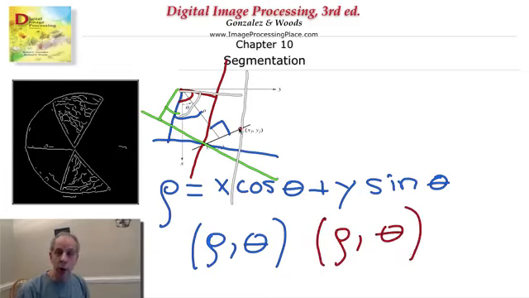And all of them will get one vote. But look what happened. This line is common to both of them. And we know that in Euclidean space, through 2 points, there is a single line.